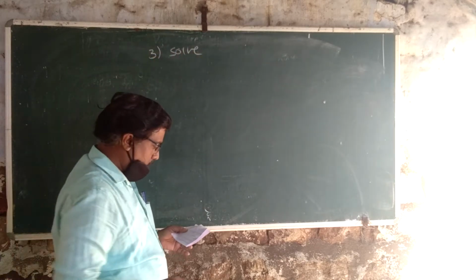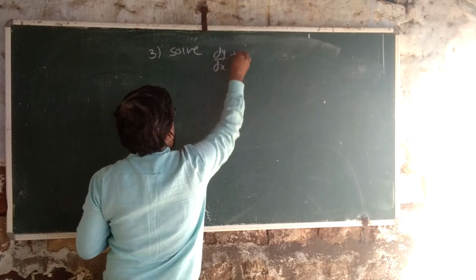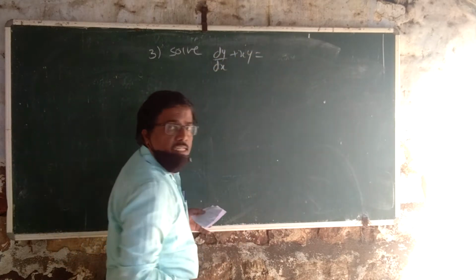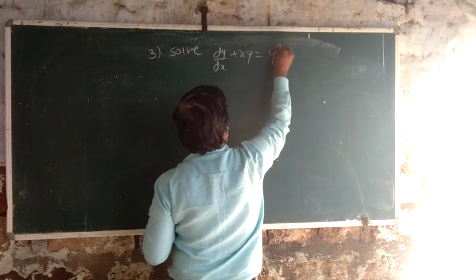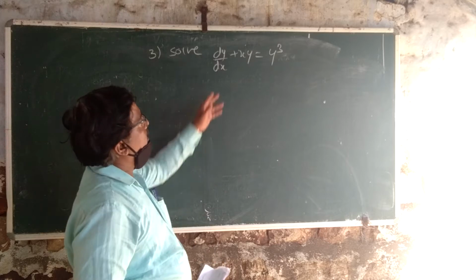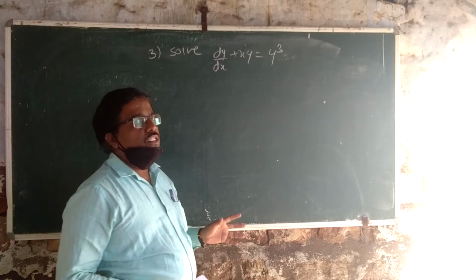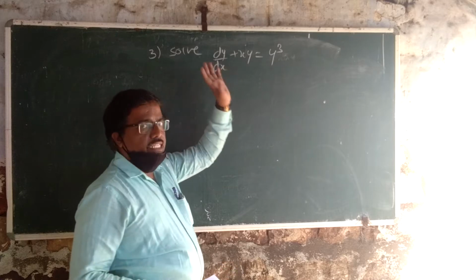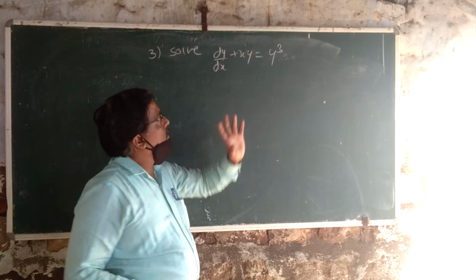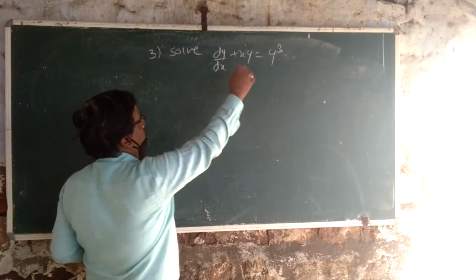Solve dy by dx plus xy is equal to y cube. As in the variable separable method, first we make the variables separable. So we collect x dx terms one side and y dy terms on the other side. Okay, so now what we do?